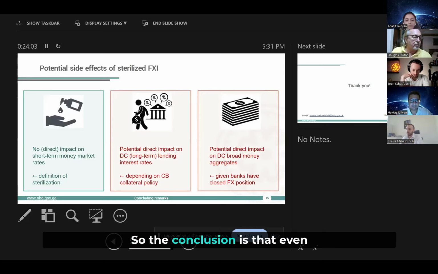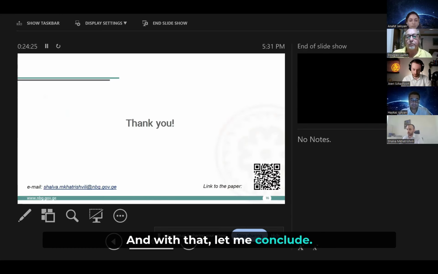So the conclusion is that even though FX intervention, when sterilized, has no impact on short-term money market interest rates, it can potentially have an impact on longer-term domestic currency interest rates, like lari interest rates, and it can also have some impact on broad money aggregates. And with that, let me conclude.